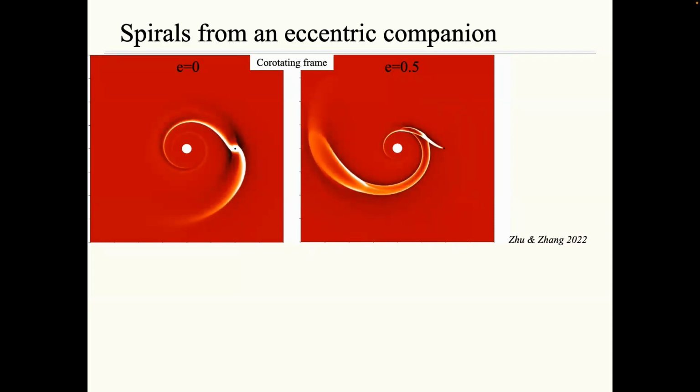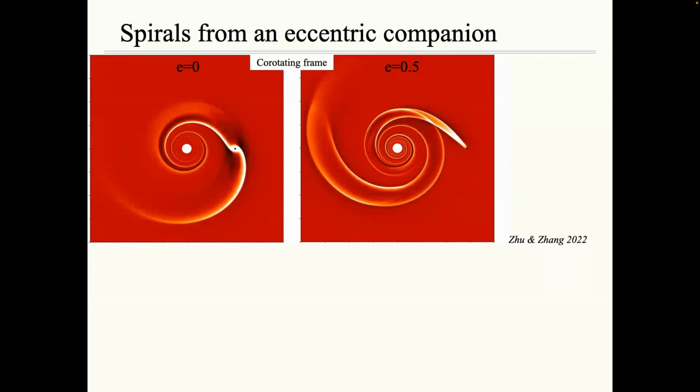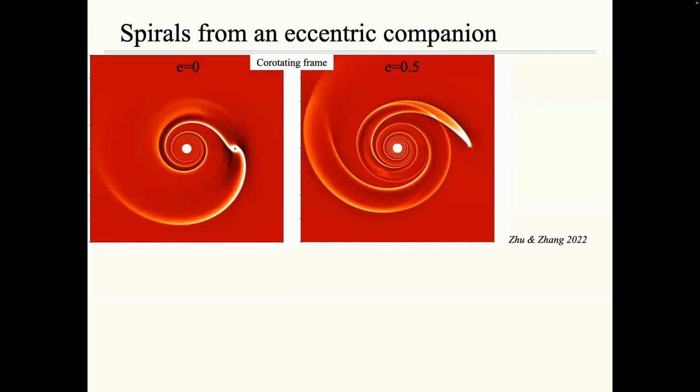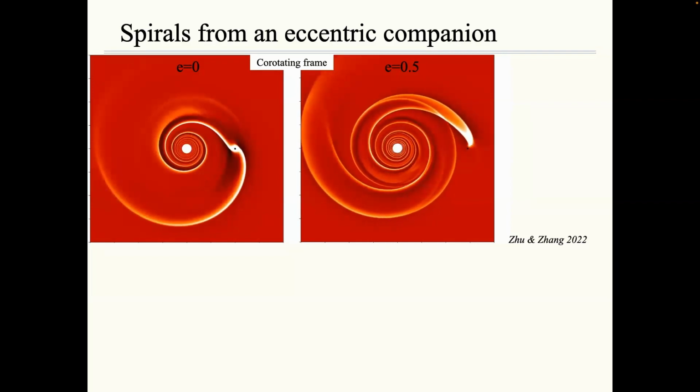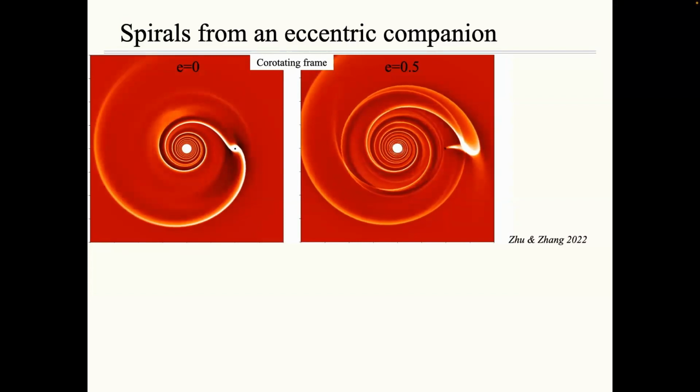But if it's a traveling planet in the disks, then the spiral wave is very different. Right? So you will continuously excite waves. They will propagate in the disk. They will interfere with other waves and form this very complicated pattern. This pattern also changes with time.